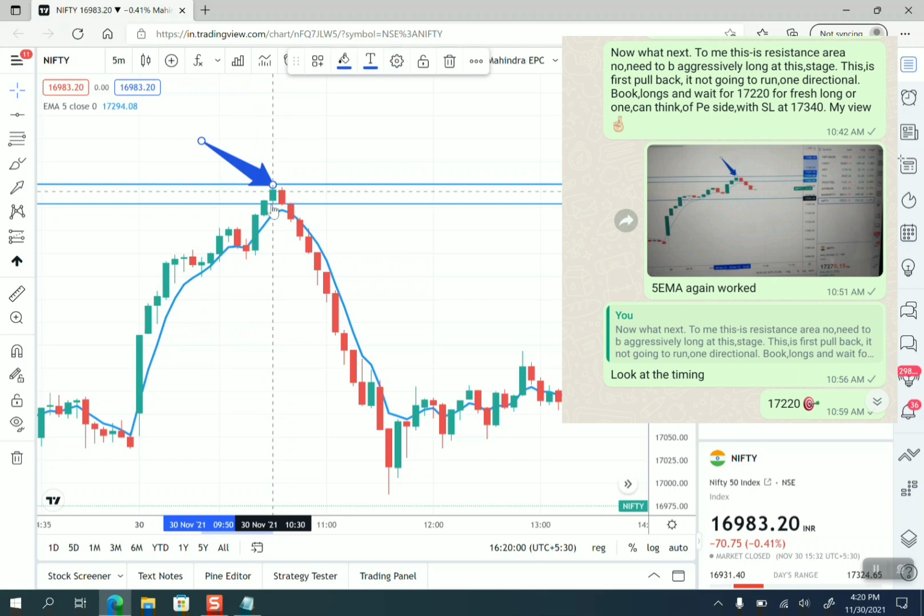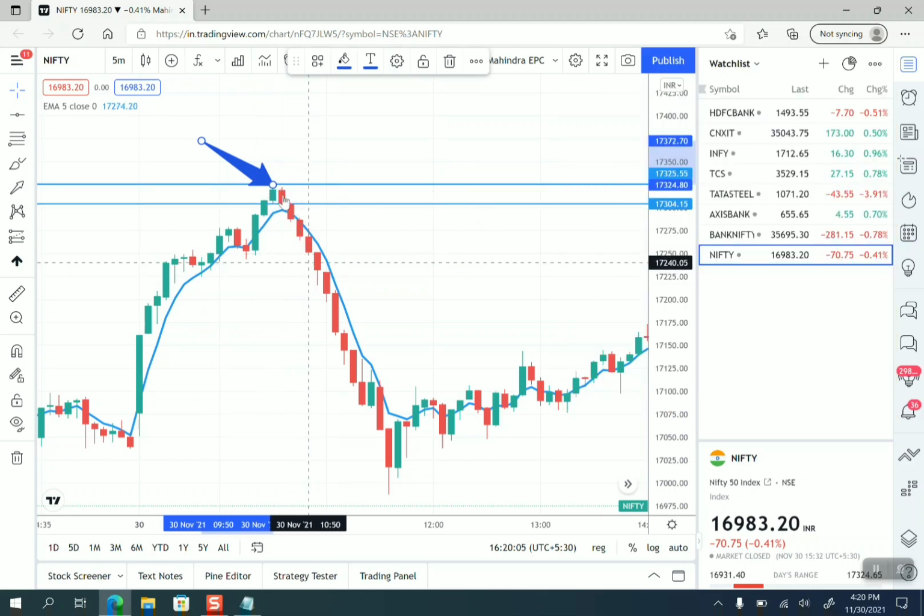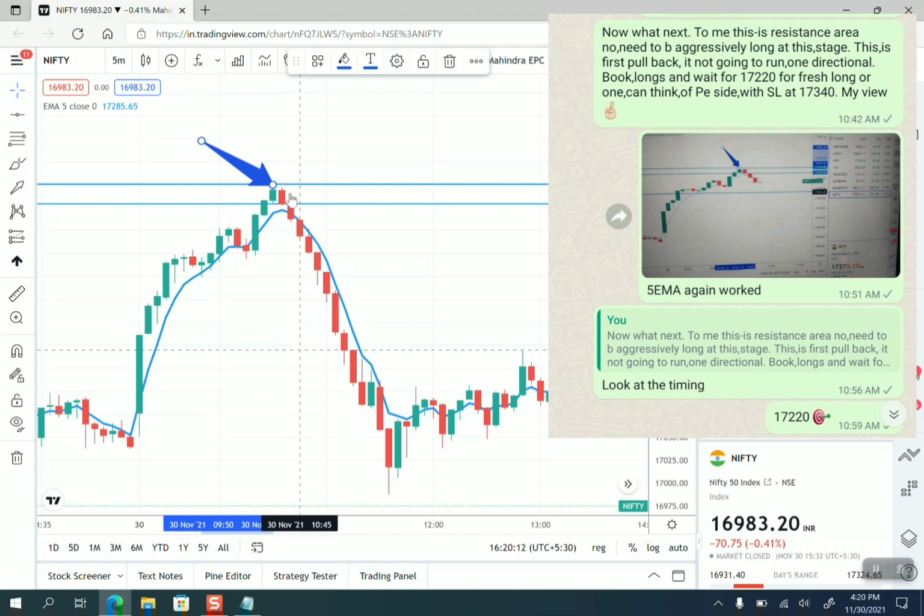You can see over here it clearly gave us a proper sell side. This was the trade which I gave on many Telegram and WhatsApp channels. You might have observed that. On the basis of this I gave that call.